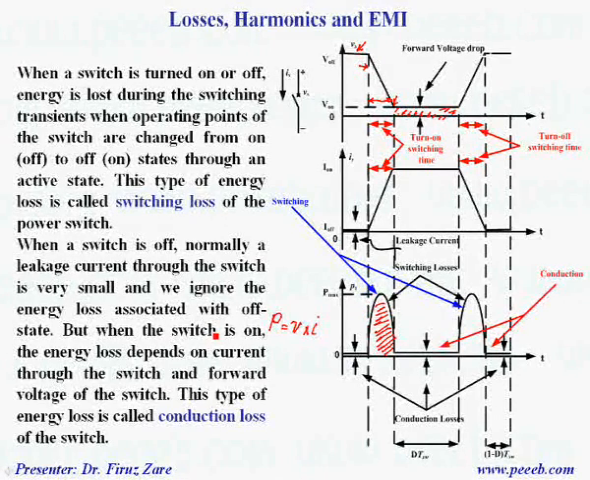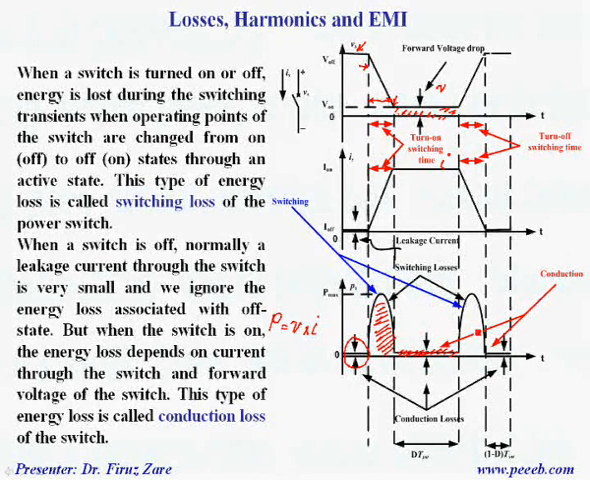And we know that when the switch is off, normally the leakage current through the switch is zero, so we don't consider conduction loss when the switch is off. But in the on state, the voltage across the switch is not zero. Depending on the switch, the forward voltage is not negligible, so voltage times this current creates the conduction loss that we will consider in the total loss.